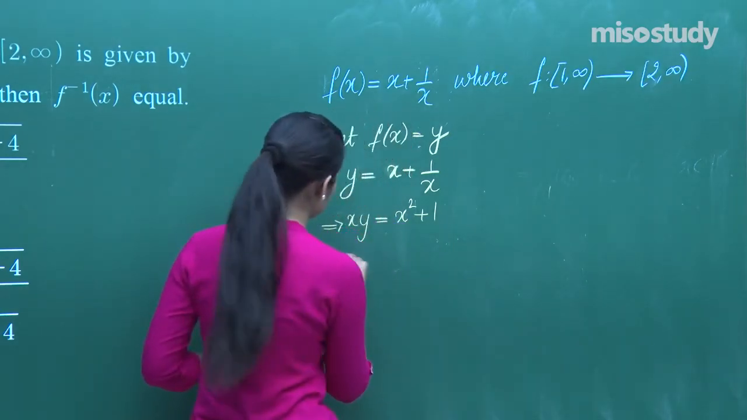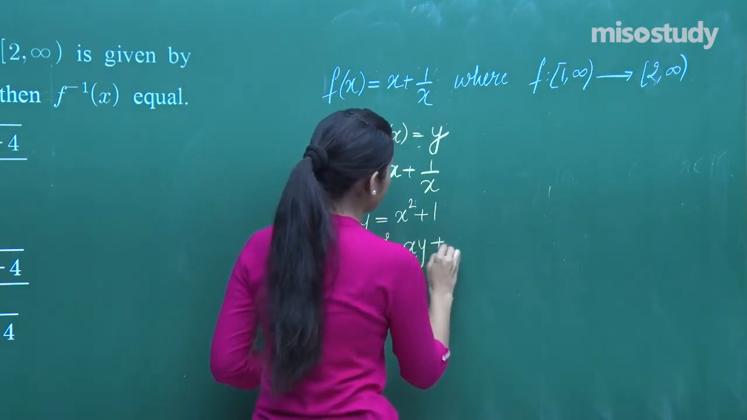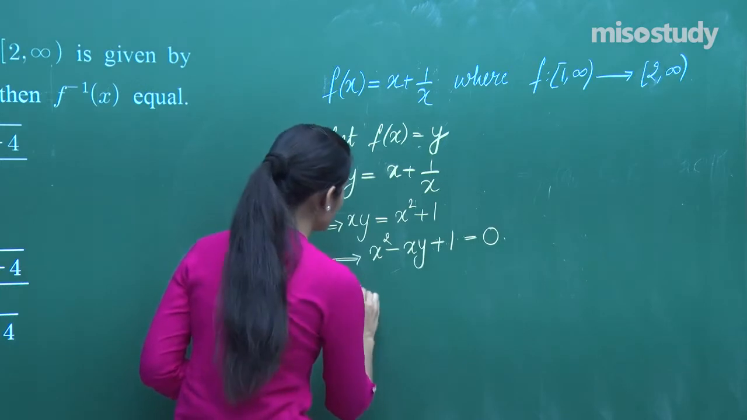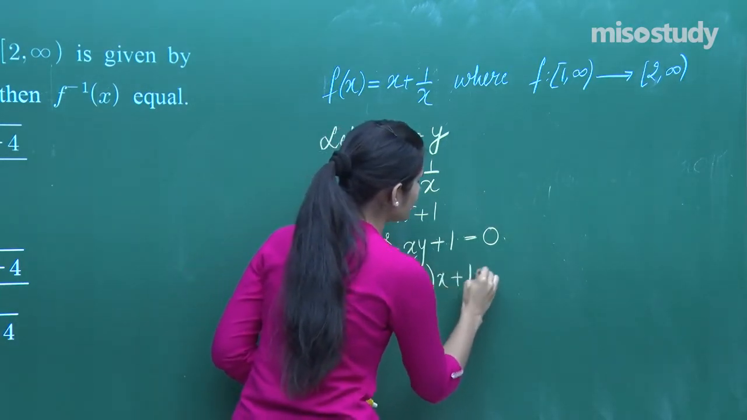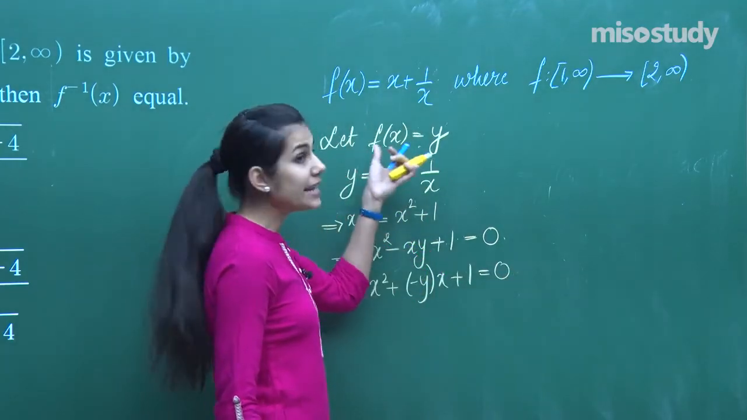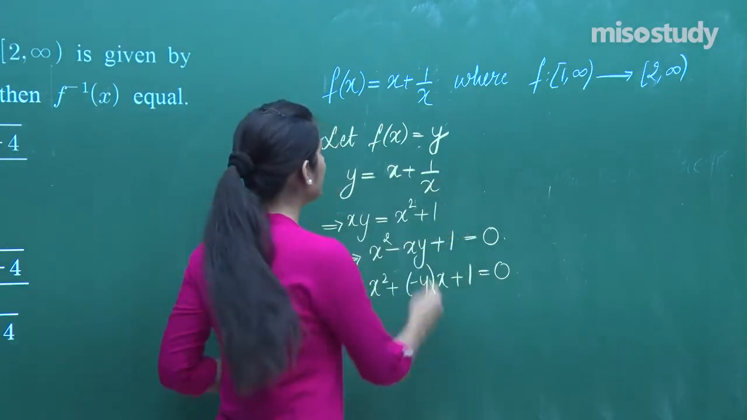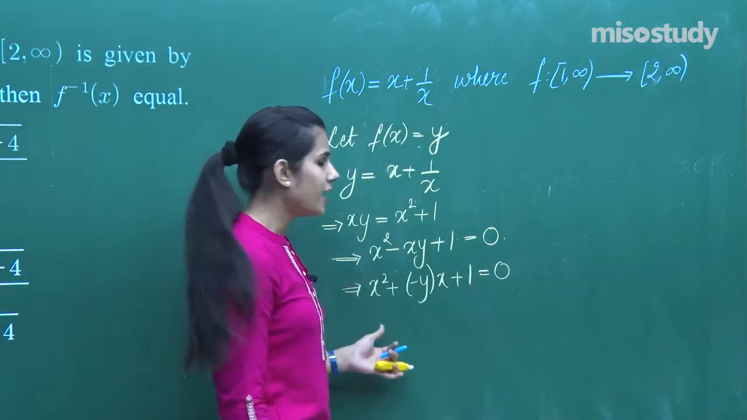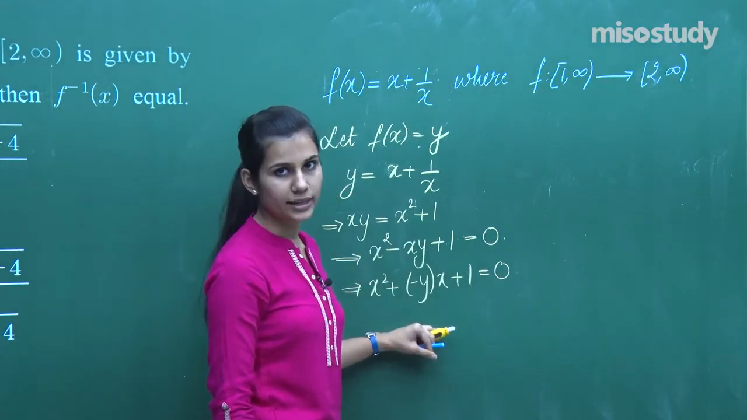This means what? x square minus xy plus 1 equals 0. This means x square plus minus y into x plus 1 is 0. Nothing but a quadratic equation. I have to find x in terms of y, which I am going to claim as my f inverse. Right now I am given y in terms of x, I want x in terms of y. So let's find out x by the quadratic formula, because here before you is a quadratic equation.